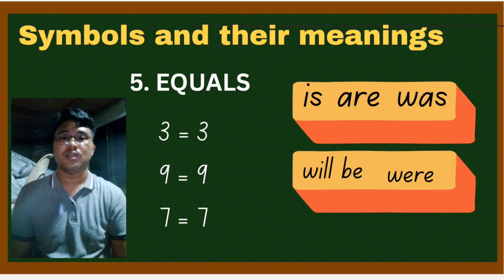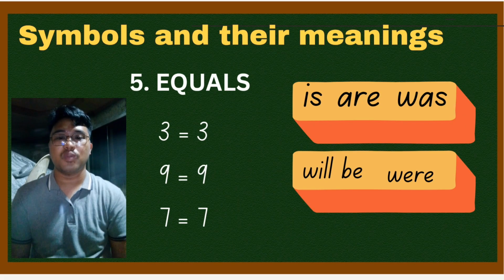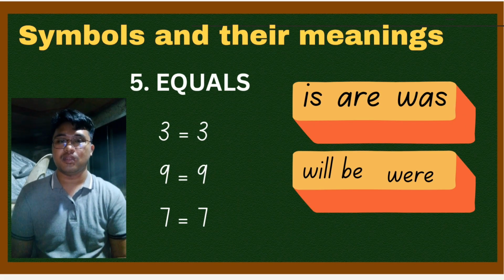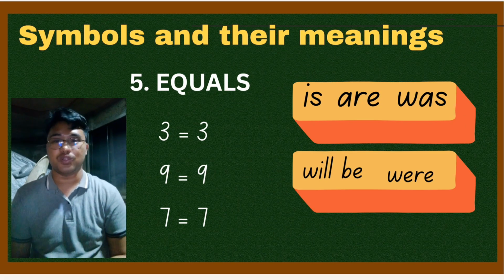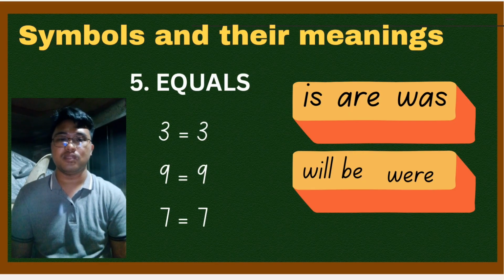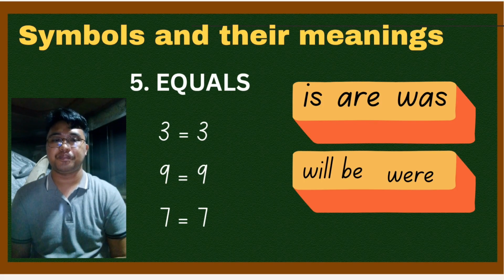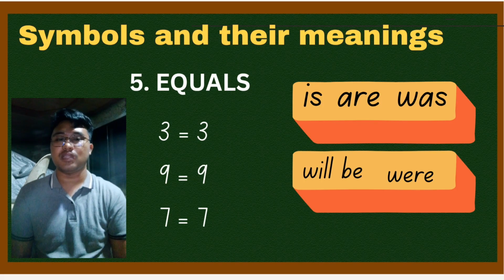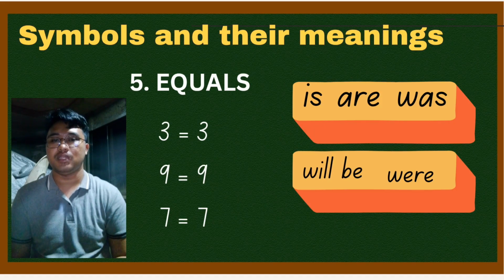The next example is 9 equals 9. So both sides are equal. And then the last example is 7 equals 7. So both sides are balanced. So the equal sign can also mean is, are, was, were, and will be.